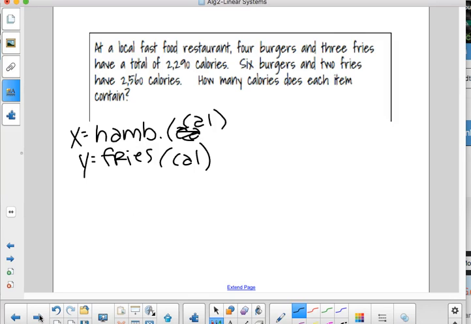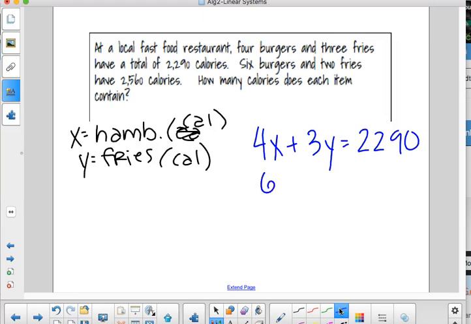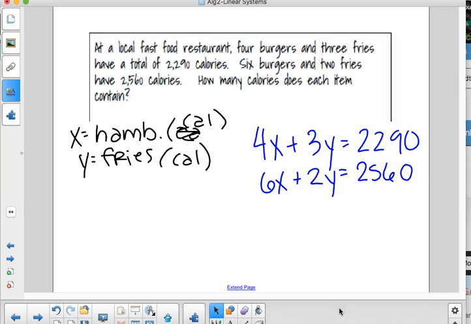Now, Ethan, what's our first equation going to be? Perfect. So they give us the first scenario. They bought 4 burgers, 3 fries, and they equal this many calories. So that's the first scenario. So then what would the second equation be? 6x plus 2y equals 560. Perfect. Because they give you 2 different orders of what they ordered and then how many calories. So each order is its own equation.